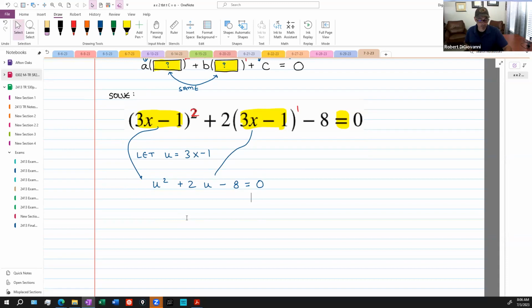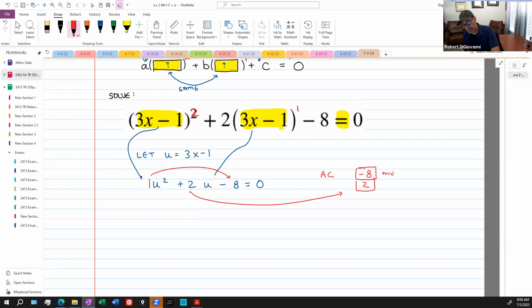And then I'm going to think about how I want to solve this. And I have all those different options. I like the idea here of an AC method where I take the number in front, multiply by the number in back, I get negative 8. Look at the number in the front here, that's a 2, positive 2. I need to see if I can come up with two numbers that multiply to be negative 8, but add up to be positive 2. So with enough thought, this would become 4 and negative 2, right? Those two numbers multiply to be negative 8, but add up to be positive 2.